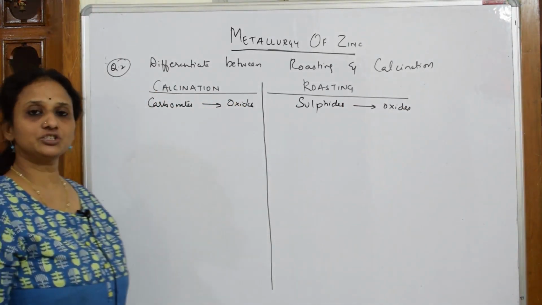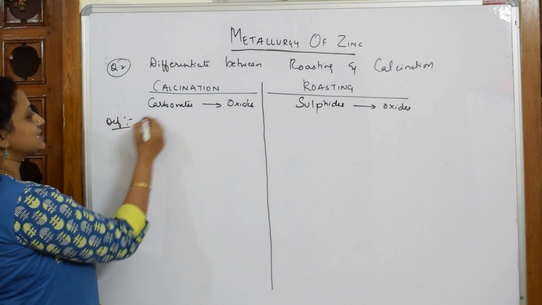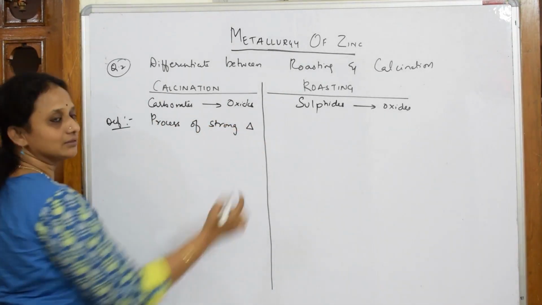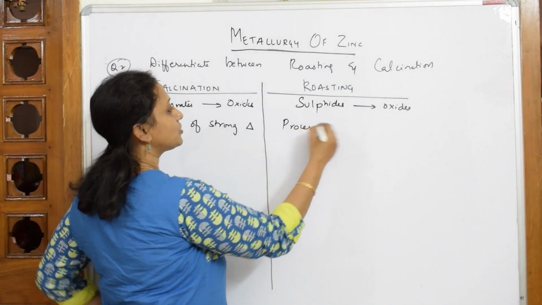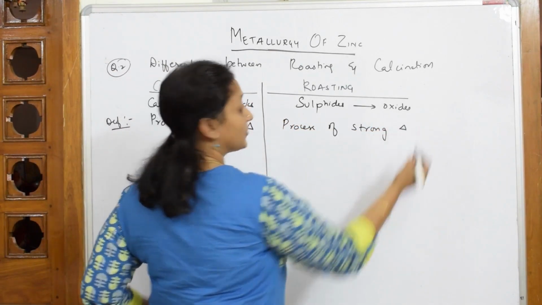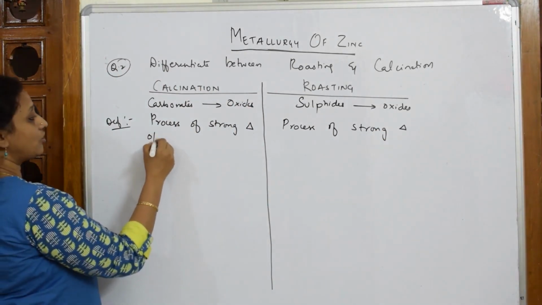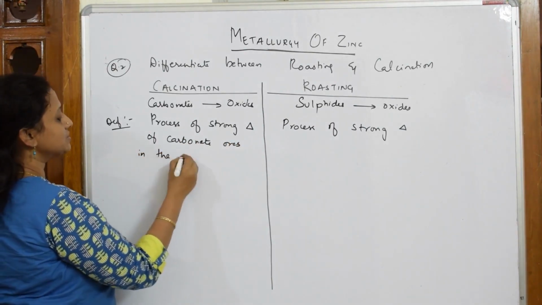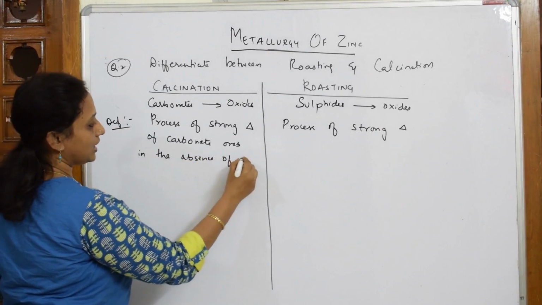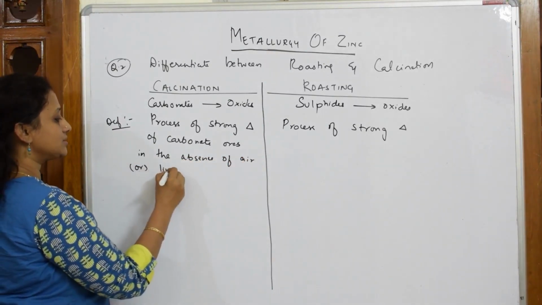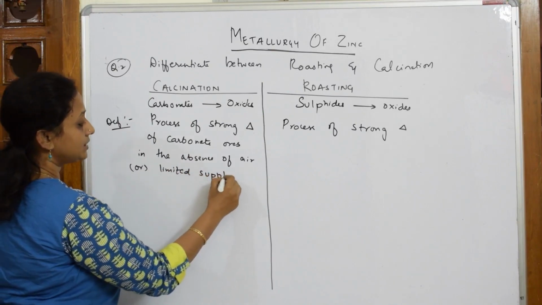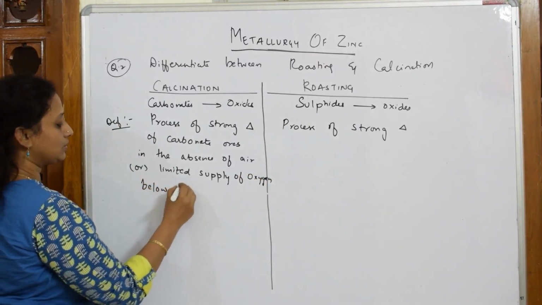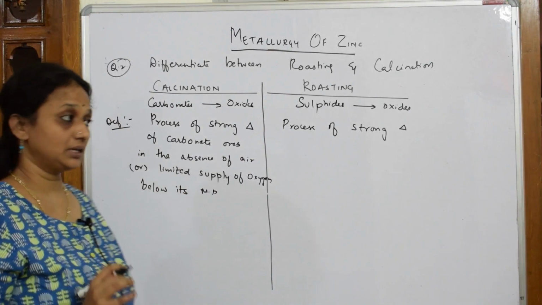Right. When I have to write the definition of calcination, it is a process of strong heating. Strong heating of carbonate ores in the absence of air or limited supply of oxygen, below its melting point or fusion temperature. Remember, not above that.